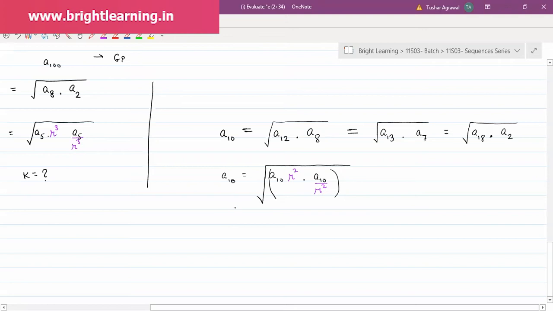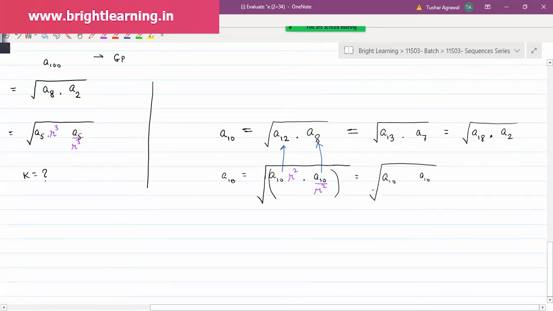Do you agree with me? Yes, sir. So A10 into R square, whether it is equal to A12. A10 into R square is 2 steps ahead. Multiplying by R square means going 2 steps forward. Division by R square is 2 steps backwards. What's so special about R square? Nothing.